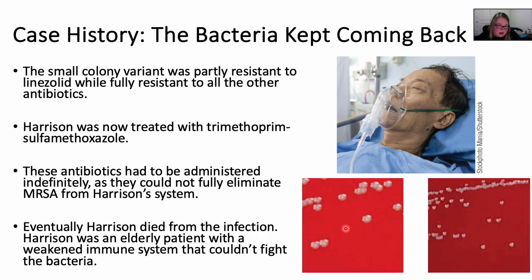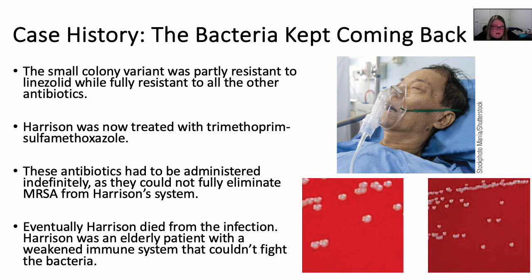So these are Harrison's original colonies. We see that they're white colored, a little bit cream colored. They're a decent size. They're not overly big. But these are his new colonies. See that size difference? They're still about the same color, but the size difference tells us that something has changed. So we're going to call this the small colony variant.